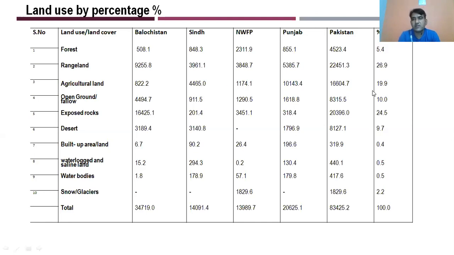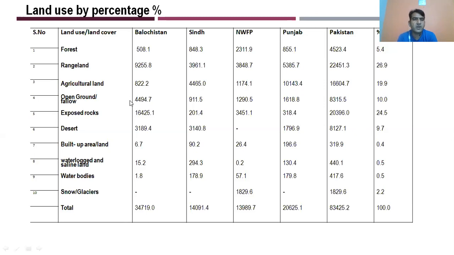In terms of agriculture, we have only 19.9%. This is also quite interesting because we are considered an agricultural country. But looking at the figure, our total land area under agriculture is only 19.9, meaning 20%. So can you imagine, if we could increase 10% more or 20% more, it would be revolutionary. Still we say our economy depends directly or indirectly on agriculture. So you can easily see how much Balochistan, Sindh, NWFP and Punjab are covering of the agricultural land.